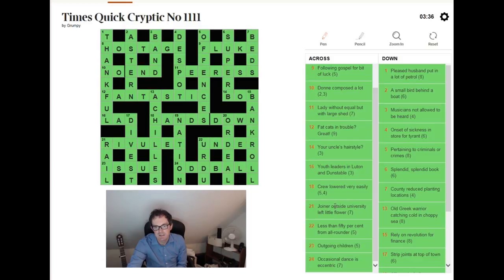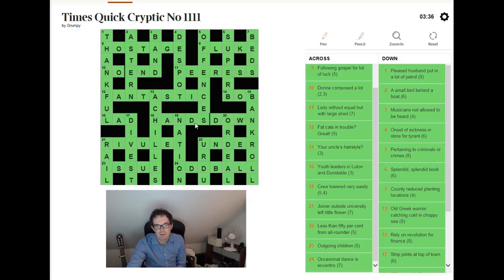21 across, this wasn't an easy clue. Joiner outside university left little flower. Now again, it's a standard piece of crossword-ese to read flower as something that flows, which could be a river, and a little river might be a rivulet, which is the answer. So the little flower here is the definition of the clue, and then a joiner is a rivet, R-I-V-E-T, and that's going outside, U for university and L for left here. No, not easy to spot.